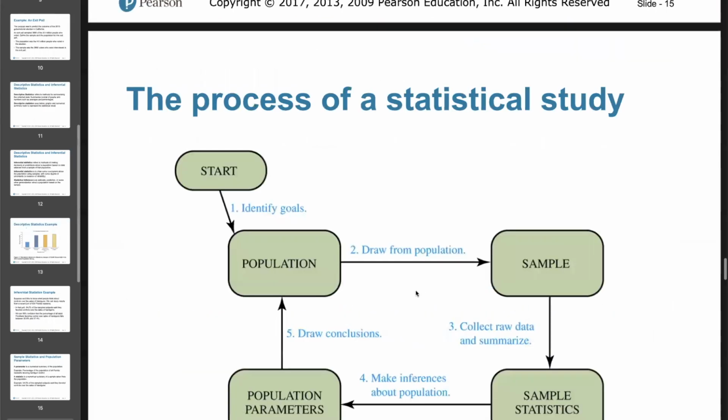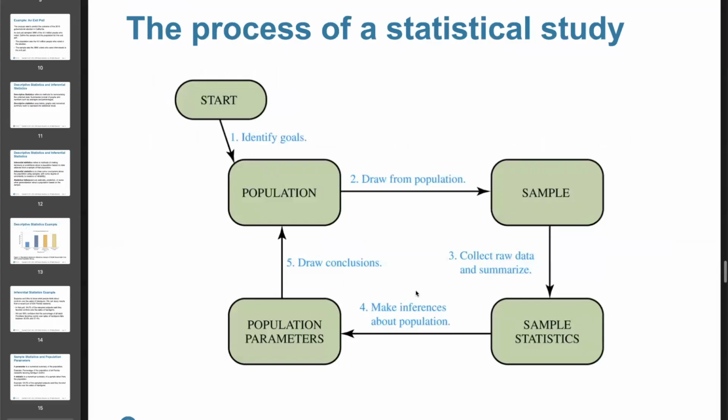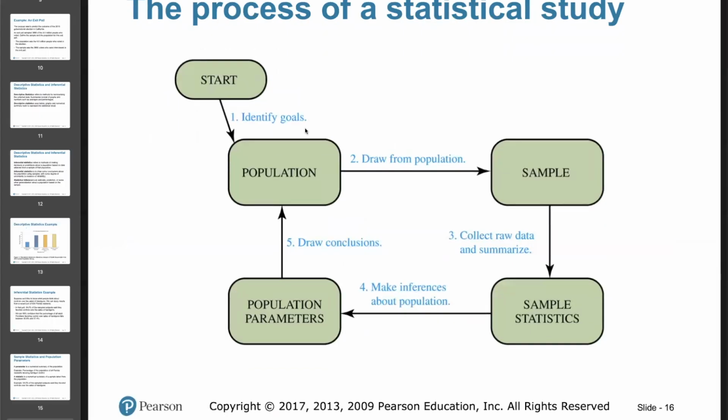So the process of a statistical study, as you can see here, we start with identifying the cause or the statistical questions, and then we define our population, the frame of our population. Okay, if they are people or animals or bacteria or whatever. Okay, and then we draw a sample from the population.